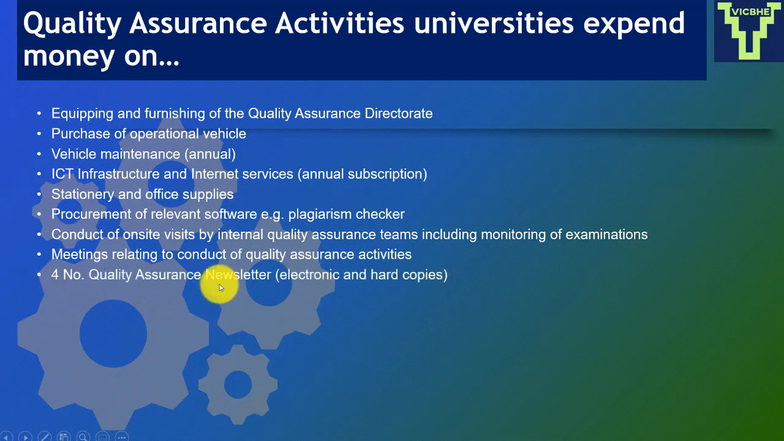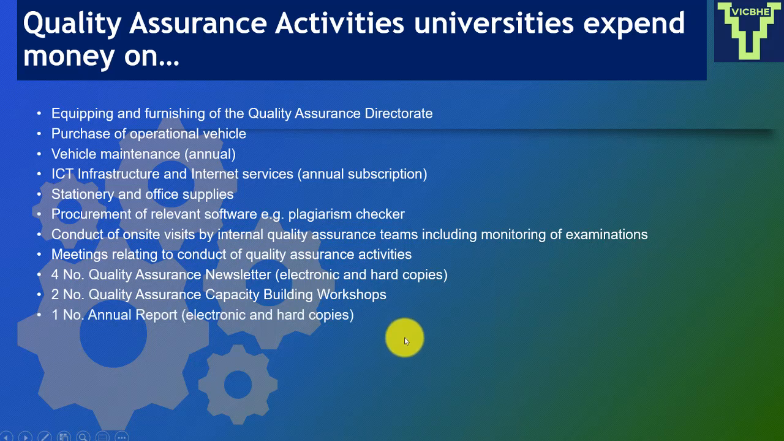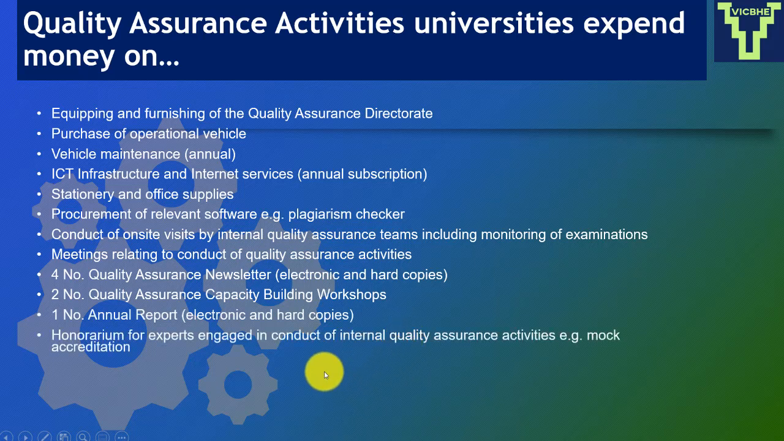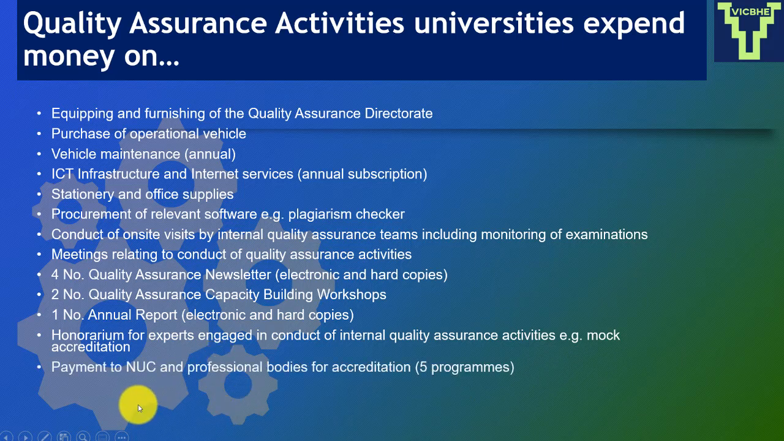We expect that you come up with a newsletter, electronic and hard copies, for them to know what's happening in your university and outside of it. I think 4 issues, that's quarterly. 2 quality assurance capacity building workshops. You've got to organize workshops in the year. Annual reports, you've got to produce. Honorarium for experts, you've got to give them. When they do mock accreditation, you've got to give them honorarium. Then NUC and professional bodies, when they come for accreditation, it's all part of the budget of the Quality Assurance Directorate. I'm assuming you have 5 programs.